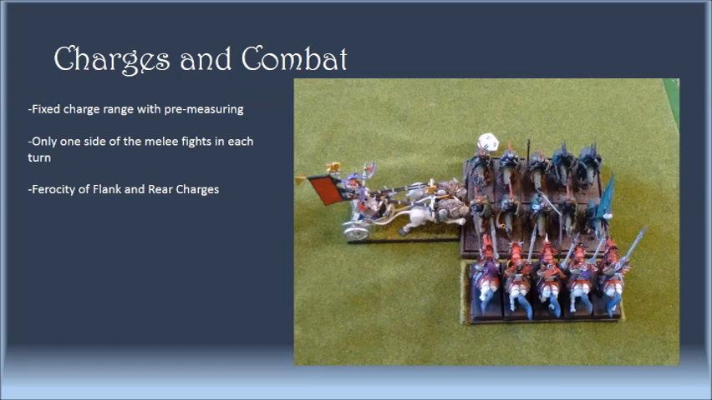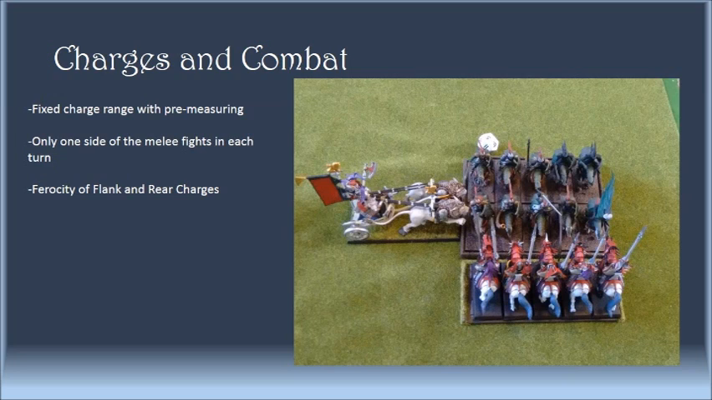Moving on to charges and combat. Kings of War has fixed charge ranges and pre-measuring. In the past, to my knowledge, I haven't played Warhammer Fantasy in every edition, you would either have a fixed charge range and no pre-measuring, or pre-measuring and a random charge range, as in 8th edition. But Kings of War has both.